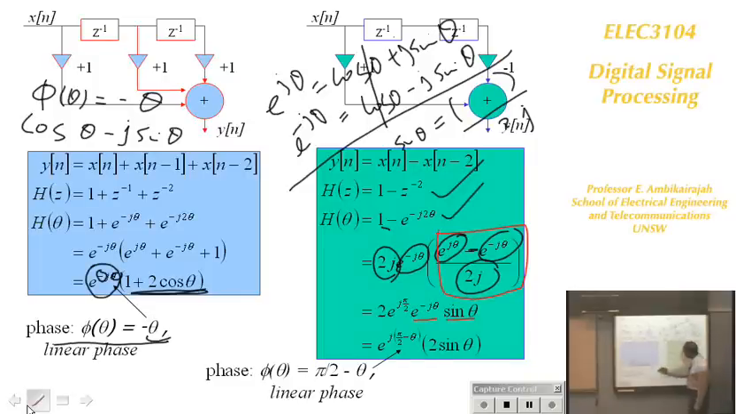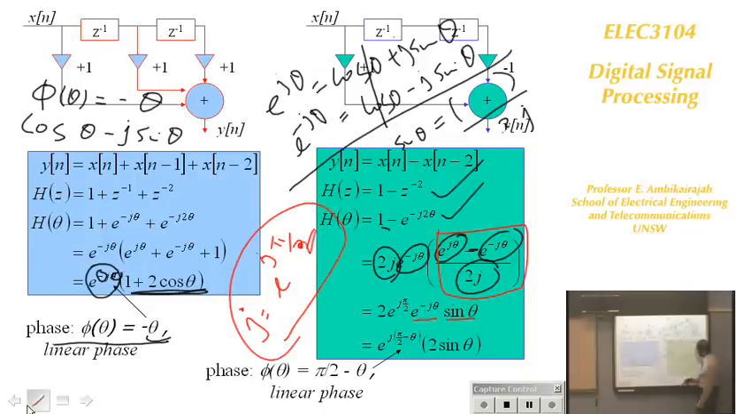j can be written as e to the power of j pi over 2. Because that's equal to what? Cos pi over 2 plus j sine pi over 2. Cos pi over 2 is 0, so j sine pi over 2 is j. j can always be written as e to the power of j pi over 2. So that's what I've written here, e to the j pi over 2. I now combine these two together, and that will become the phase.